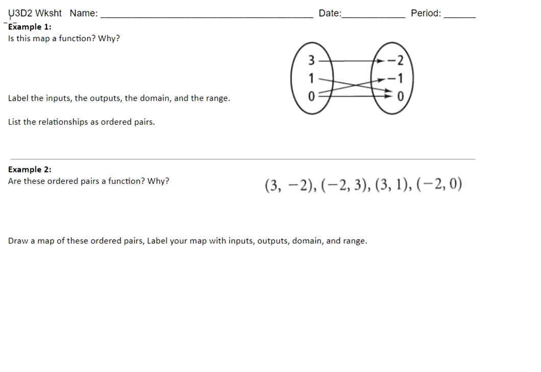Again, if you're curious about our codes here, U3 stands for Unit 3, and D2 stands for Day 2. Alright, we are again reviewing the ideas of functions versus relationships.